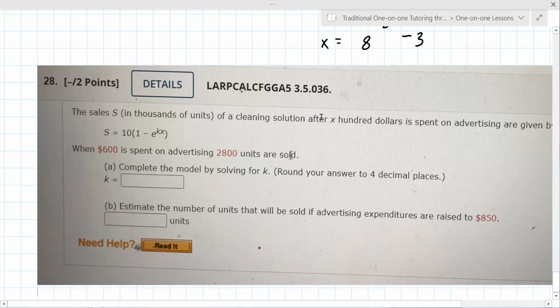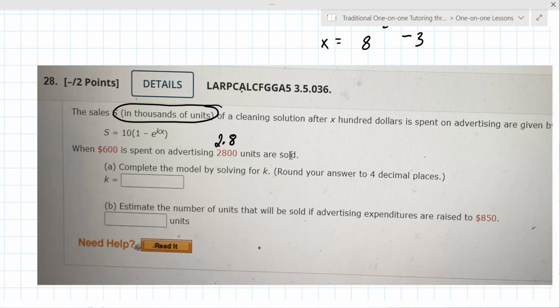All right, the sales S is in thousands of units. Okay, so that's really important. That means this 2,800 units is really 2.8 thousand units. You've got to be careful, because the other way still kind of works, but you get unreasonable dollars, X times $100. So again, if X is 2, that's 200. You've got to notice that stuff.